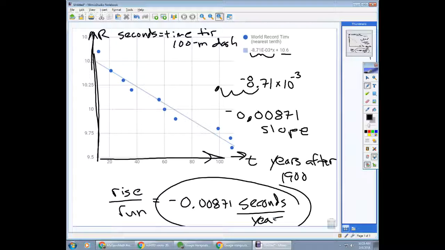What do you think the slope means? World record time in seconds, changing over the given years. Write something down. Emily, you awake there? Oh, good. Write something down. Okay. And often in problems like this, the slope is the most important number.